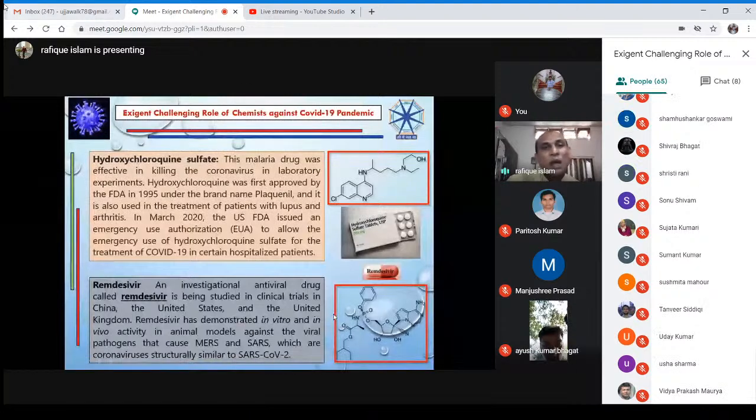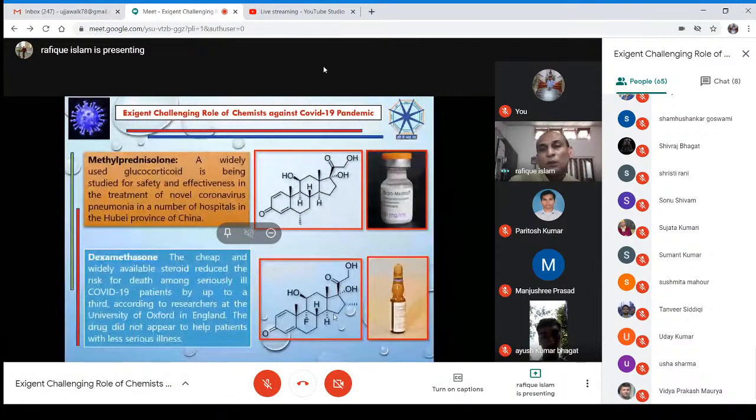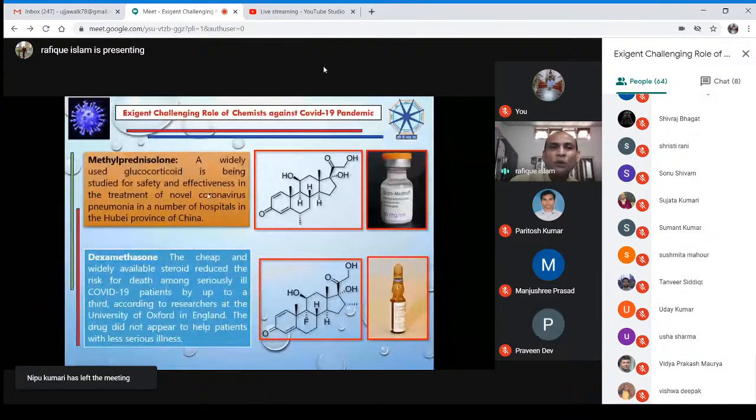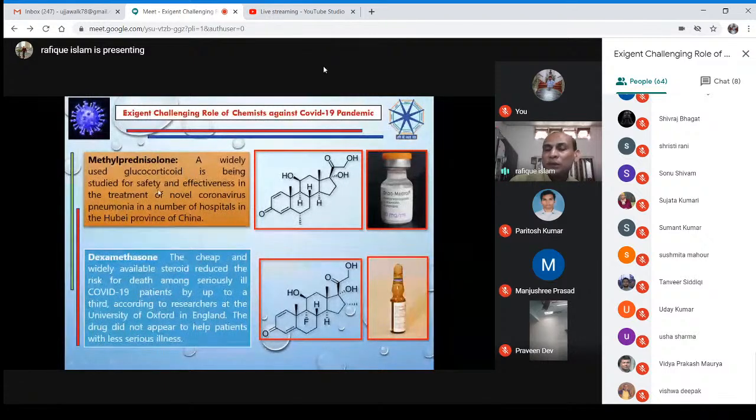And then we have prednisolone. This is also a medicine called a glucocorticoid. The chemistry people will know. It is also being investigated whether it is safe and effective in the treatment of novel coronavirus in China.